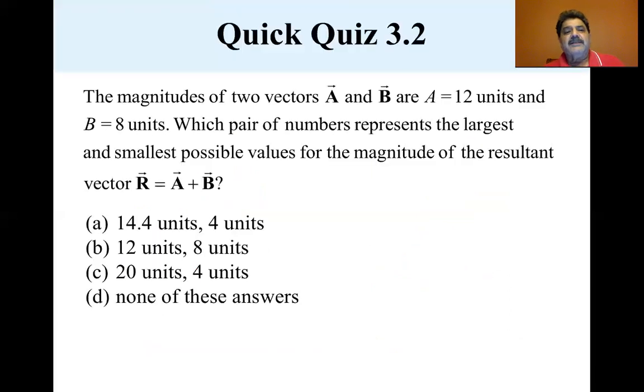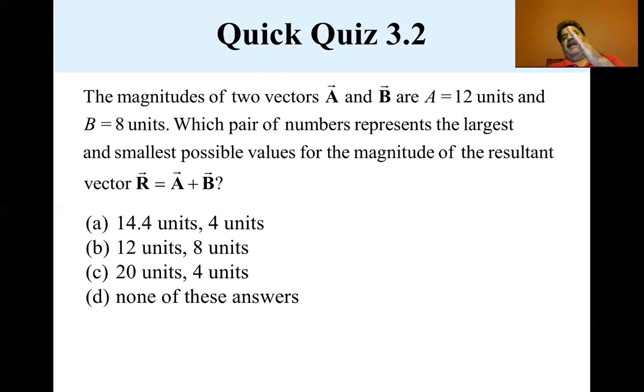So let's take a quick quiz. The magnitudes of two vectors A and B are A equals 12 units and B equals 8 units. Which pair of numbers represents the largest and smallest possible values for the magnitude of the resultant vector R equals A plus B? A, 14.4 units and 4 units, B, 12 units and 8 units, C, 20 units and 4 units, or D, none of the answers above. And I'll give you time to think about it. Okay, that's enough time.